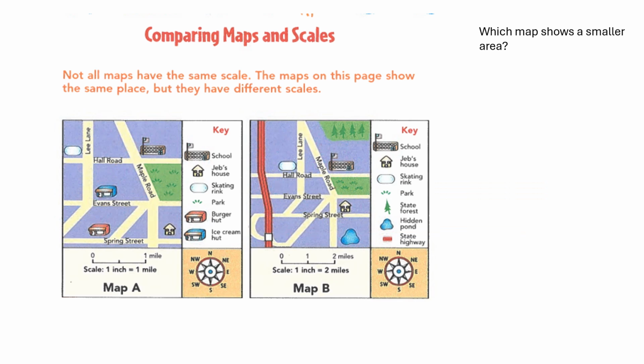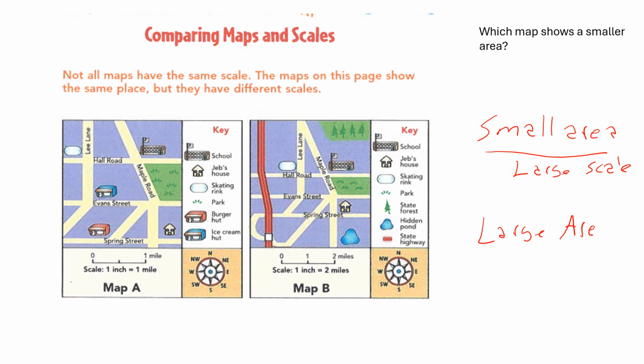Next question. Which map shows a smaller area? Remember, a small area has a large scale, but a large area has a small scale. All right? So which one of these has a smaller area? There's less area on the map.